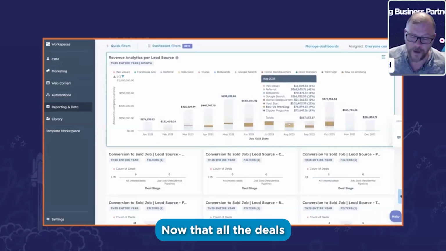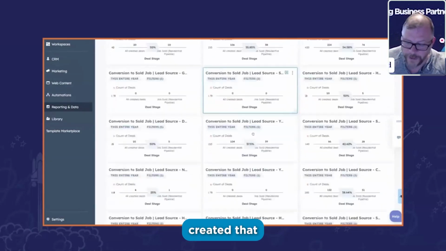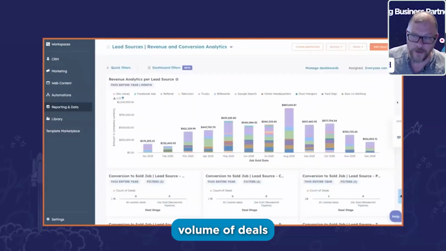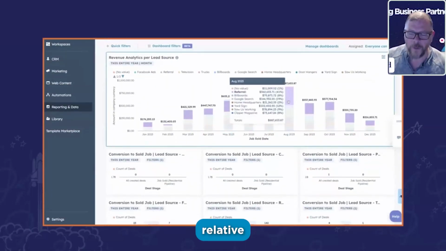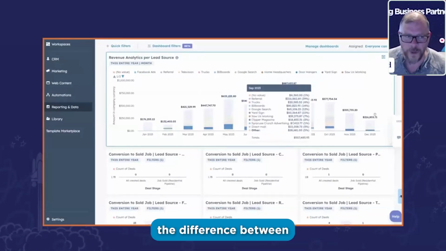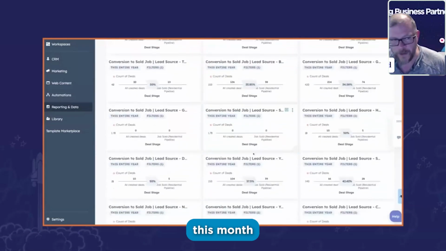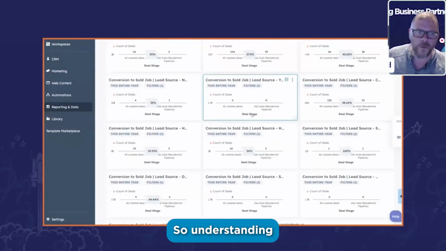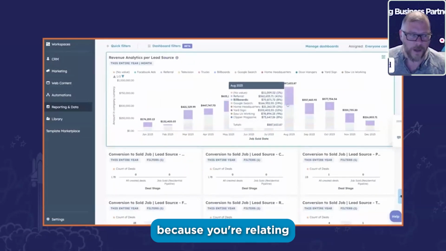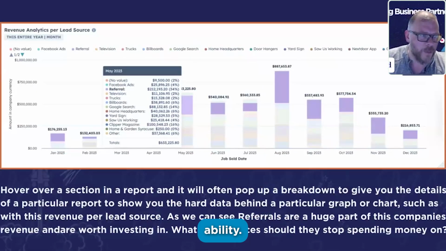in this time frame. Now, is it all the deals that were created that month? Because all the deals created that month and closed that month is different than the total volume of deals that existed that month relative to the number of deals that were sold that month. It's important to know the difference, because what if a deal is created last month and closes this month? That can change your reporting. So understanding how you build a report is important as well, because you're relating to certain things, but that's where we get this really awesome ability.